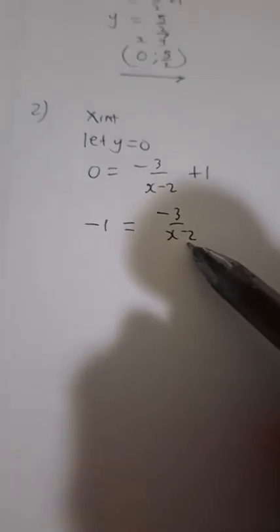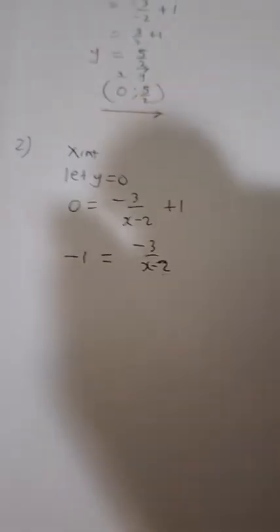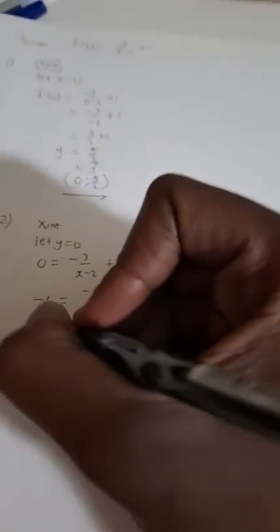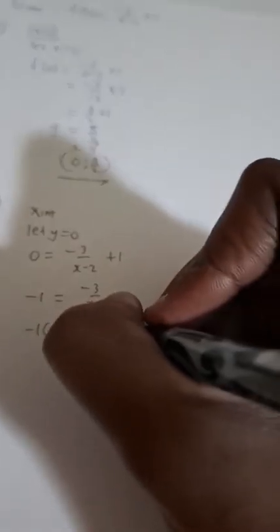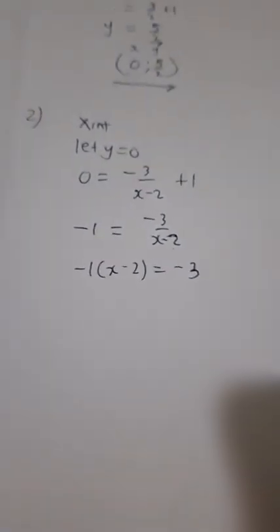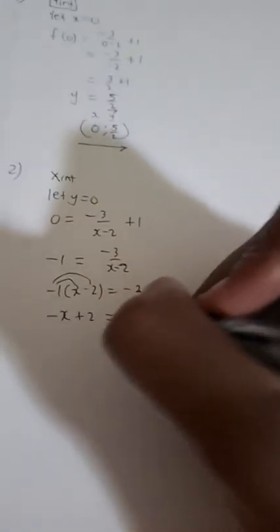Then we cross multiply the x minus 2, which is the same thing as finding the LCD, noting the restriction, and then multiplying the left and the right hand side by x minus 2. So when we cross multiply, we get minus 1 into x minus 2 is equal to negative 3. We distribute the negative, we get negative x plus 2, which is equal to negative 3.